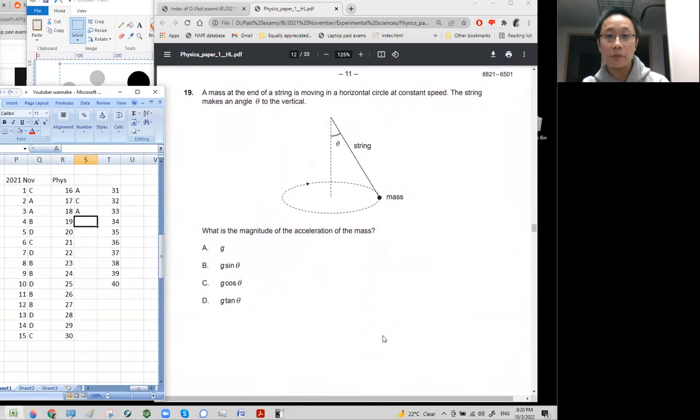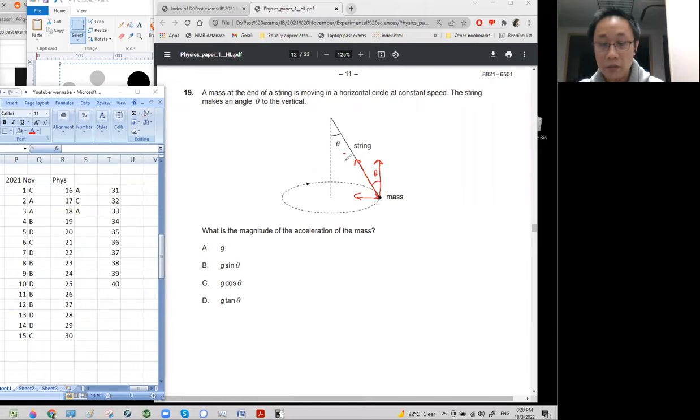Question 19, interesting. A mass at the end of a string is moving in a horizontal circle. The string makes an angle with that. What's the magnitude of the acceleration of the mass? It should be sine, but let me just do the free body diagram first. So you have diagonal tension.